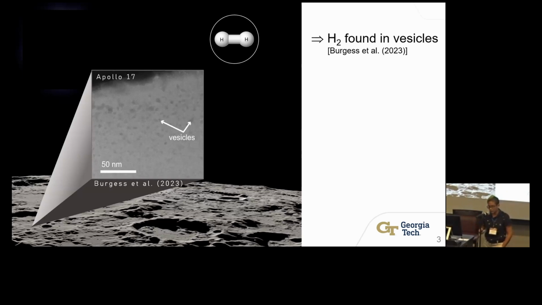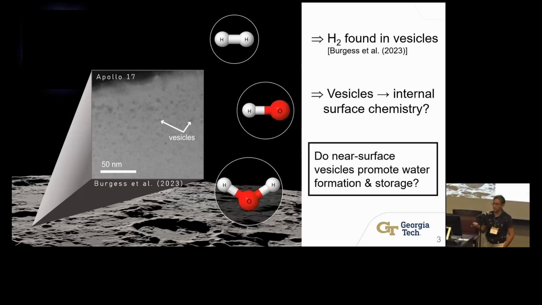Now, there could also be other species of OH and H2O, because this has yet to be confirmed inside these vesicles. These vesicles could be providing us with a place for internal surface chemistry to occur. And this would occur deeper in the material, which could then be later released by solar wind sputtering or micrometeorite impacts. Our goal is to investigate these near-surface vesicles and see if they provide us with a place to promote water formation and storage.